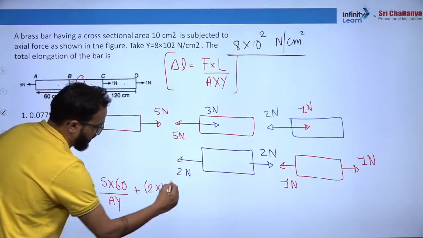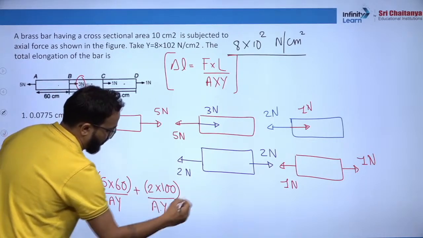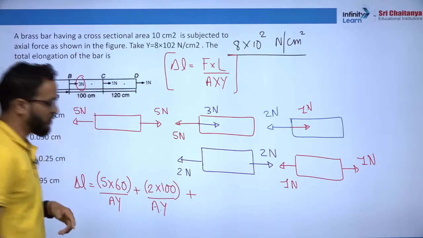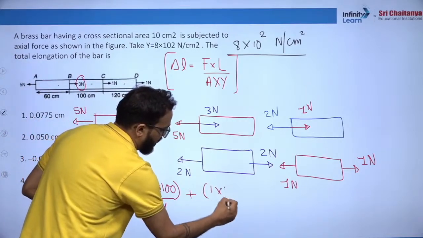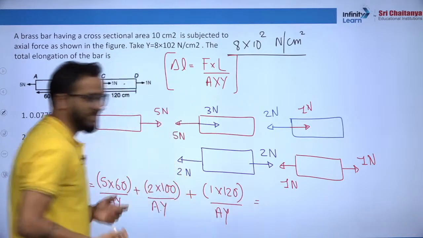2 into 100 upon AY plus, last one is 1 into 120. 1 into 120 upon AY. Now you tell me, what is AY?